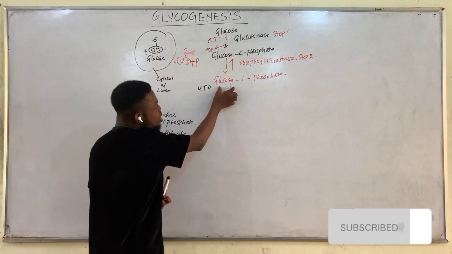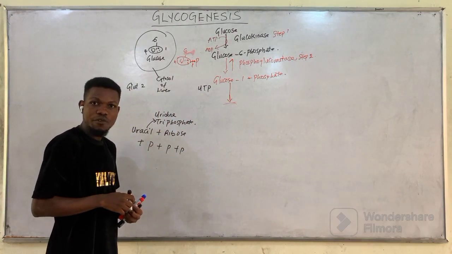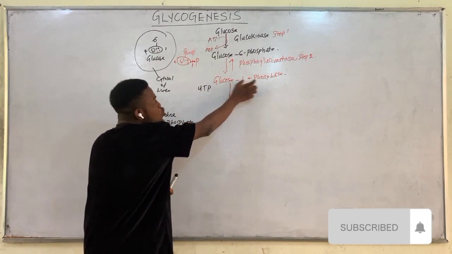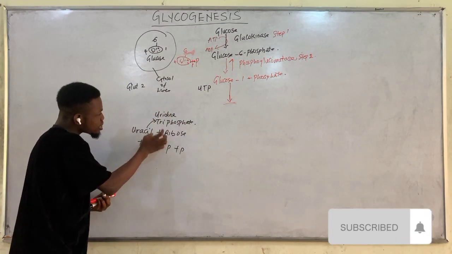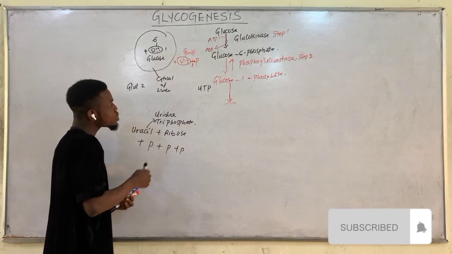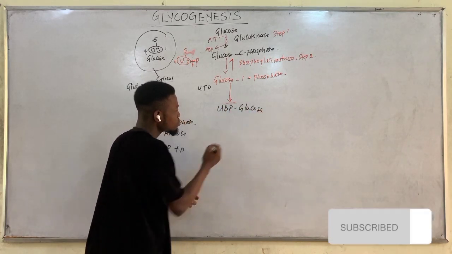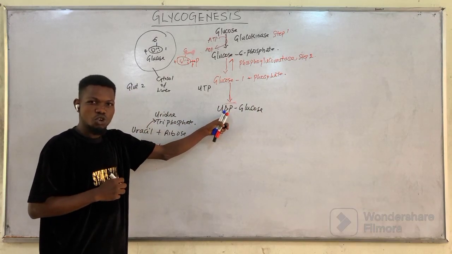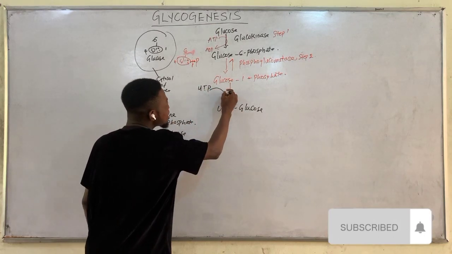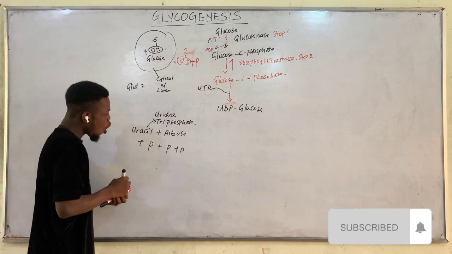So when you have 3 of this glucose 1 phosphate that is added to UTP, what will happen? This uridine triphosphate gets connected to glucose 1 phosphate. So together they form uridine diphosphate glucose. How did I come about this? Uridine diphosphate glucose. That tells us that UTP is added to glucose 1 phosphate.